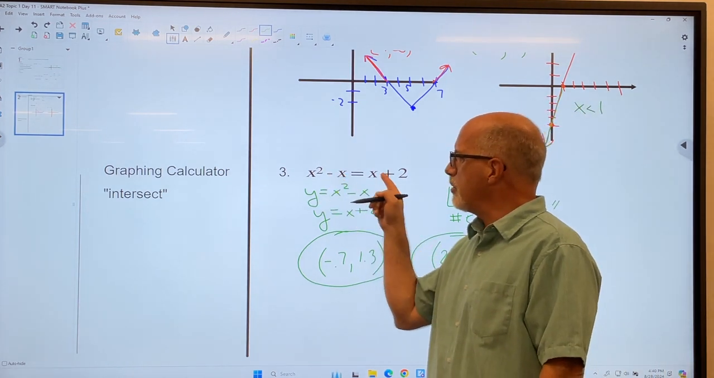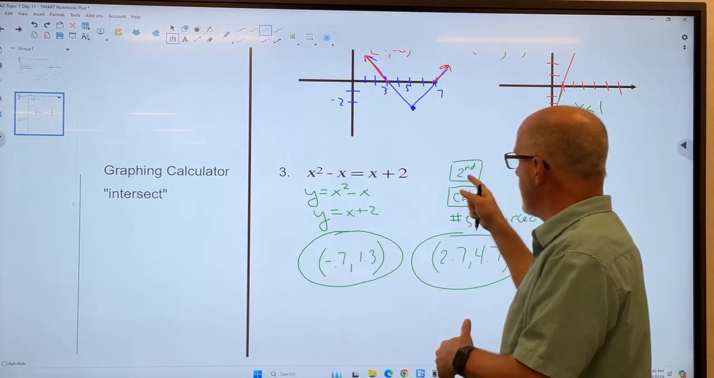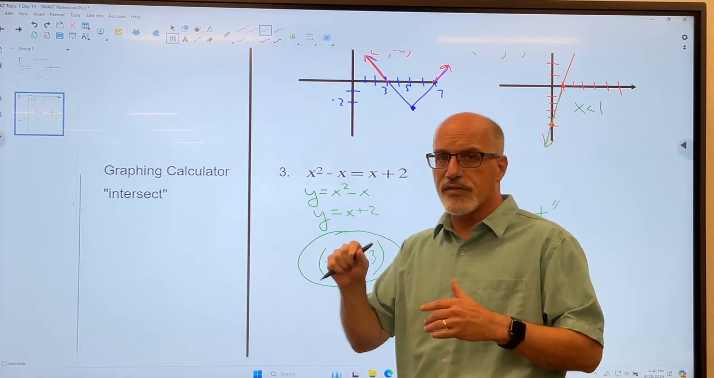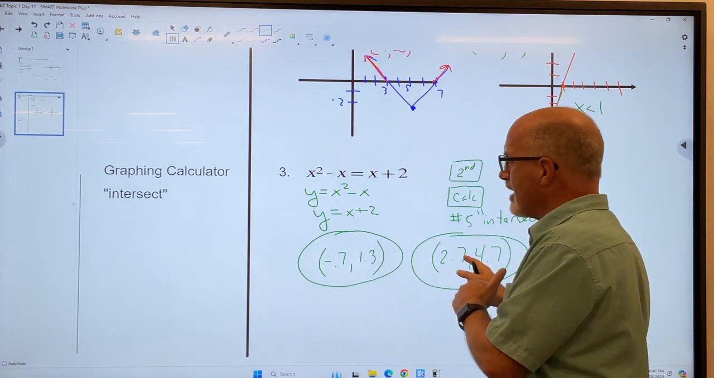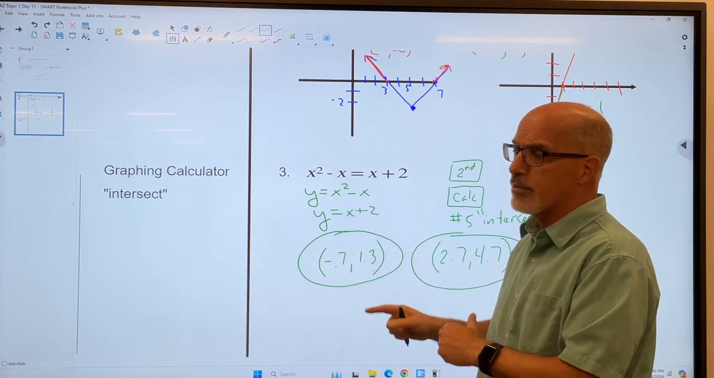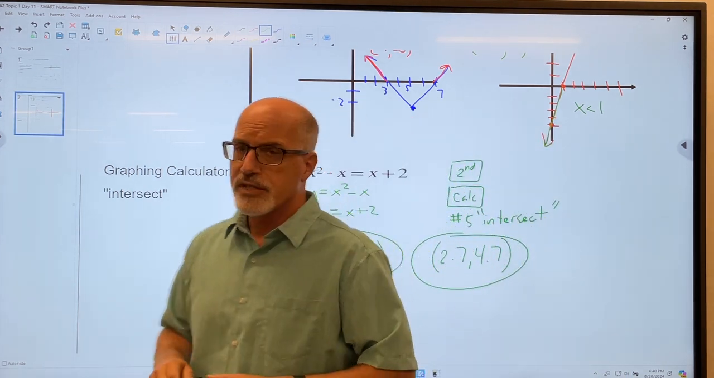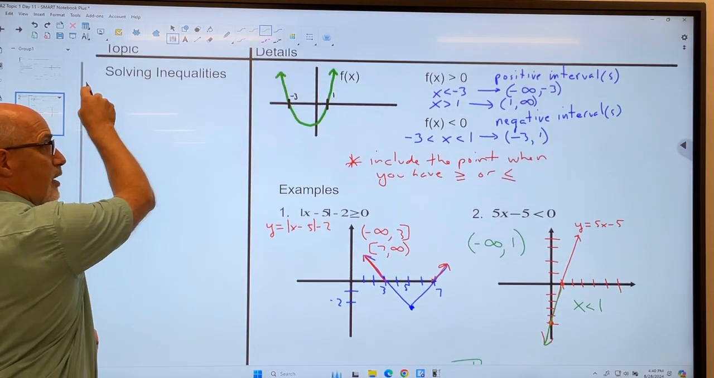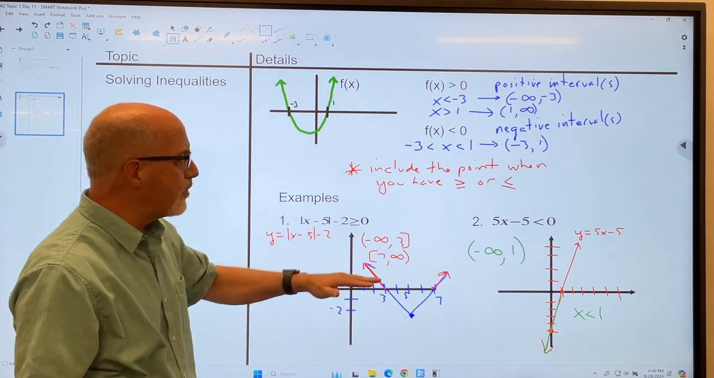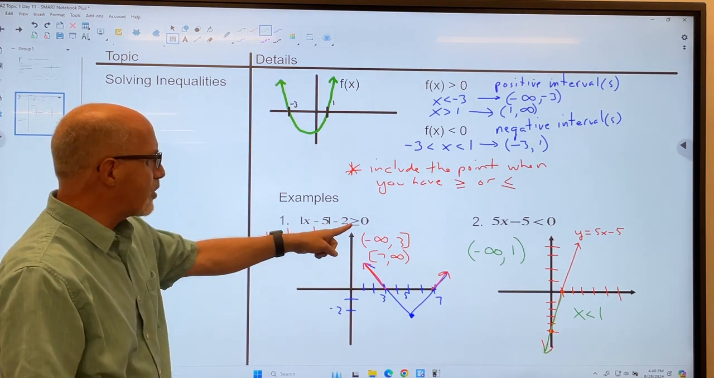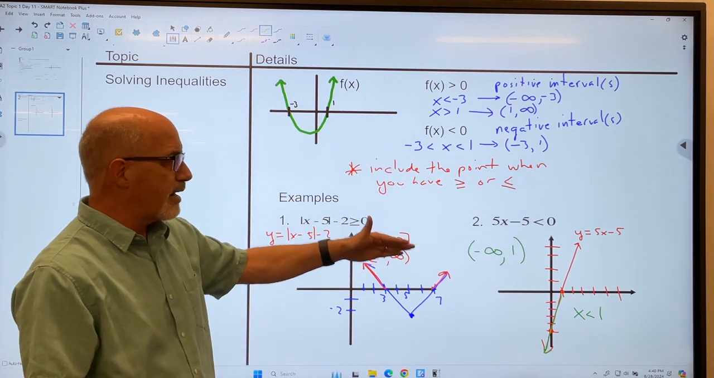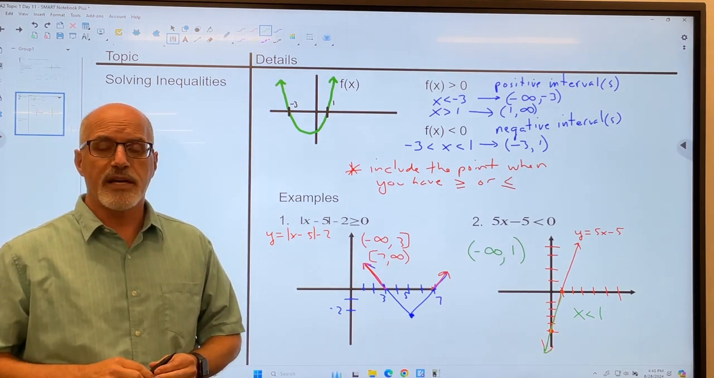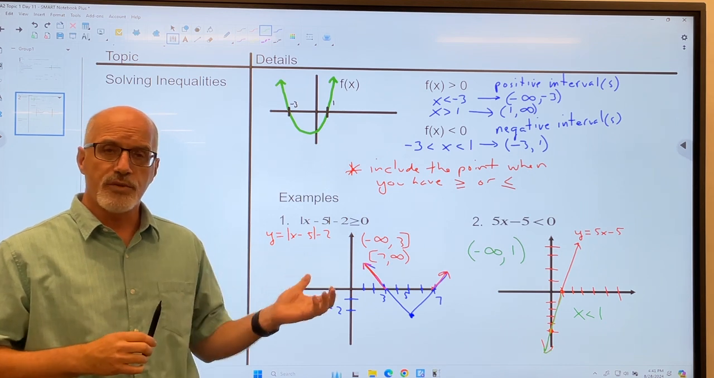So intersecting a parabola and a line, we can use this intersect key, this sequence. We have to follow through and get used to doing it because you have to hit enter a few times and do a guess. But that will give you estimates of what those intersection points are on your graphing calculator. So we can use our graphs to do inequalities by using positive intervals or negative intervals according to whether it's a greater than or a less than. We can use the graphs in that instance. We can also use the graphs to solve more complex problems and get estimates of the answer using the graphing calculator.